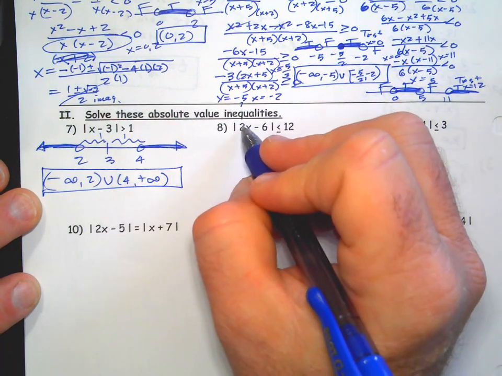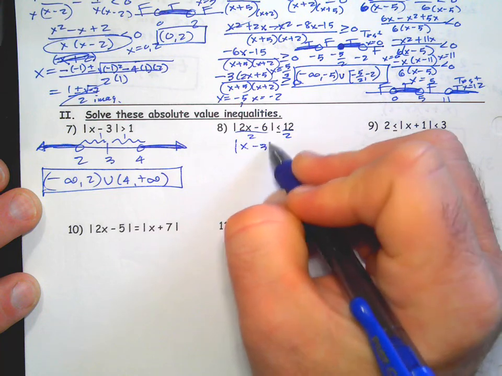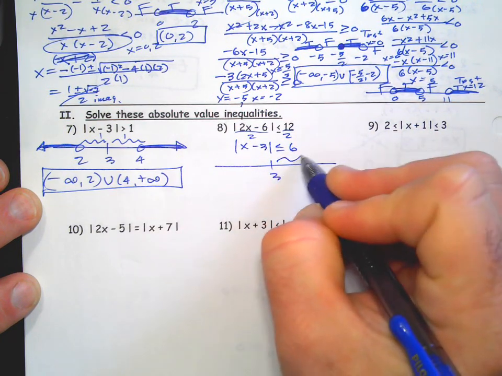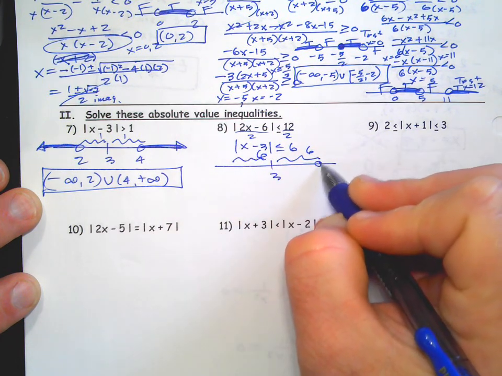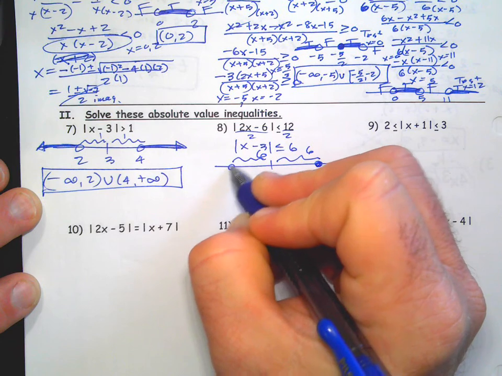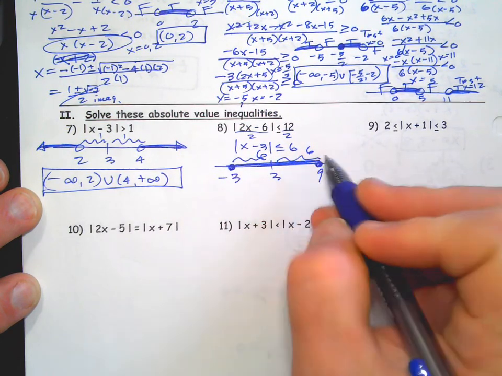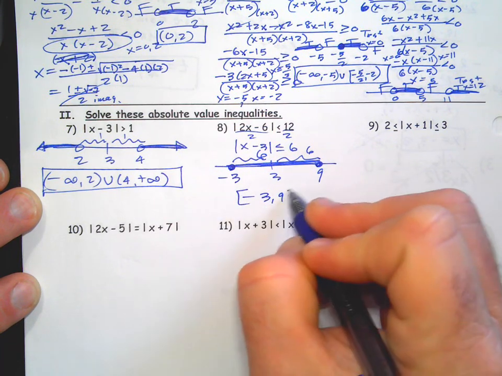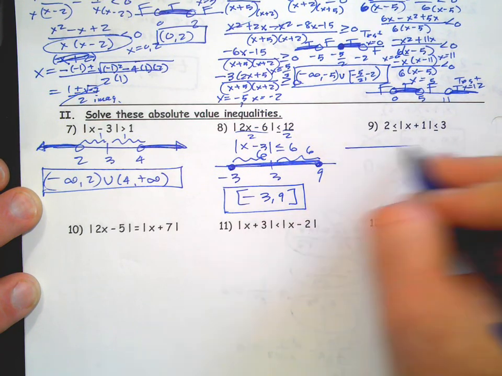Next one, we want 1 there first. So x minus 3 absolute value is still there. Middle is 3. We're going to go 6 in either direction to 9 and negative 3. And it's all distances less than 6 away, so it's got to be closer to the middle. Brackets.